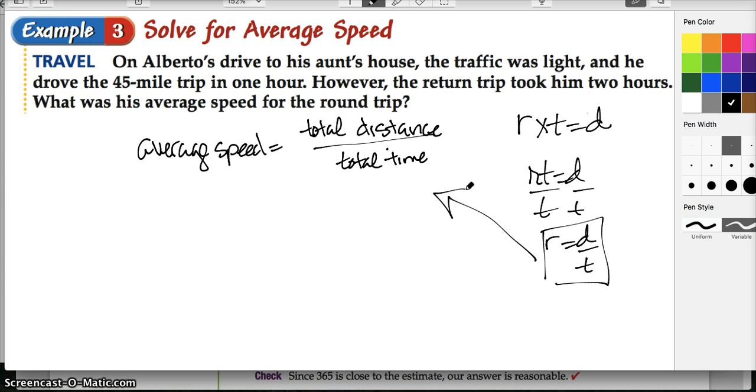This is the same idea over here. The average speed, which is the rate, is equal to the total distance over total time. So please keep this in mind whenever you have a problem like this. This is not going to be bad.